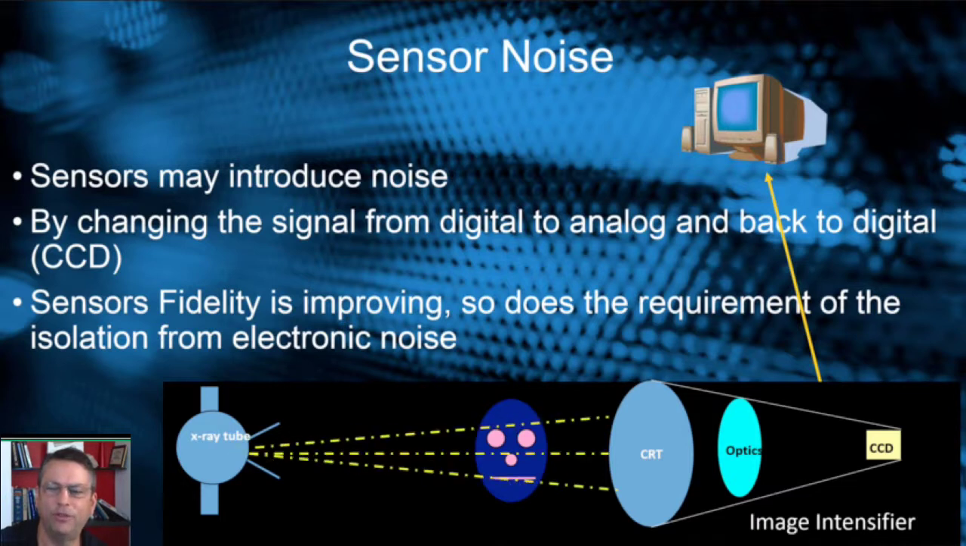But what happens with the image intensifiers is the X-ray goes through the patient, records onto a CRT, gets focused onto an optical, and then is sent down to a CCD chip. And this transition of the signal back and forth to digital and to analog introduces noise into a scan.